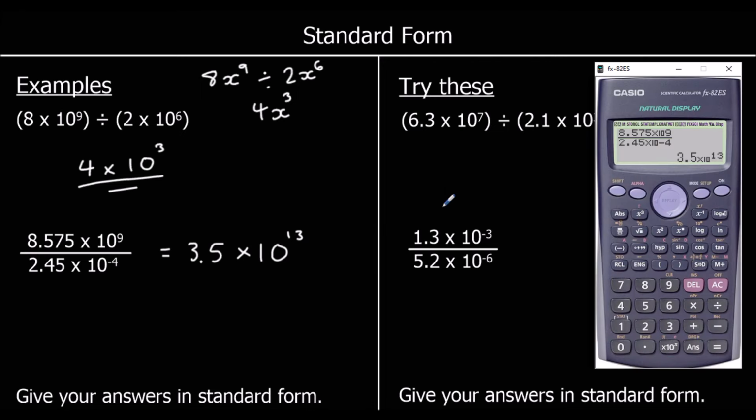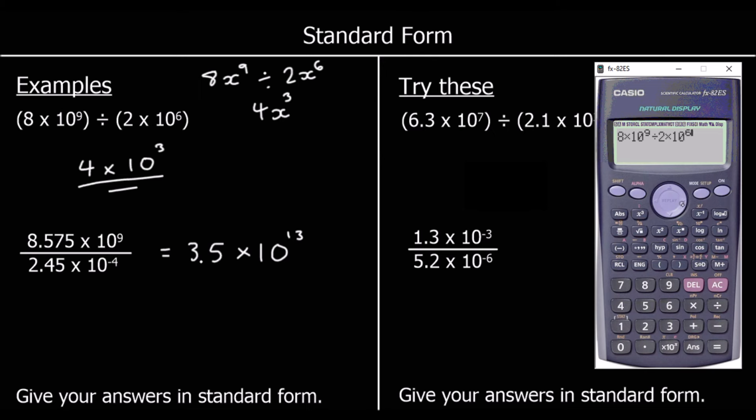Let me just grab that calculator again, and I want to show you what you can't do. For a division question, if you're not using the standard form button, so if I wrote this top one in, 8 times 10 to the power of 9 divided by 2 times 10 to the power of 6, I would get the wrong answer. The calculator is going to work out 8 times 10 to the power of 9, then divide it by 2, then multiply that answer by 10 to the power of 6.